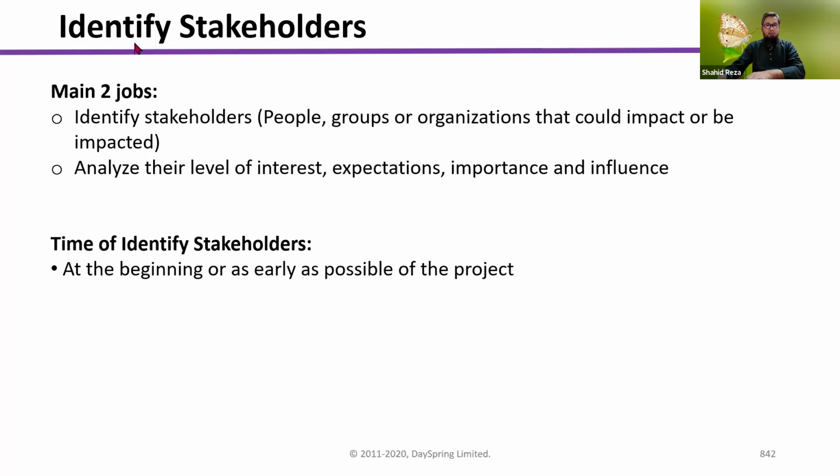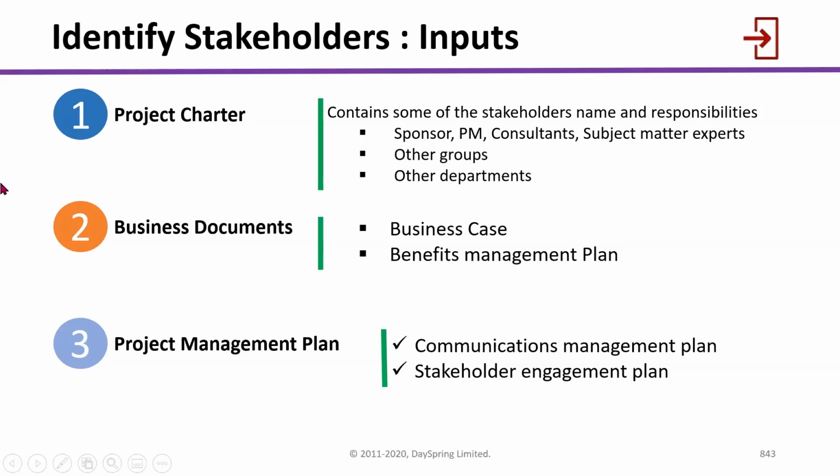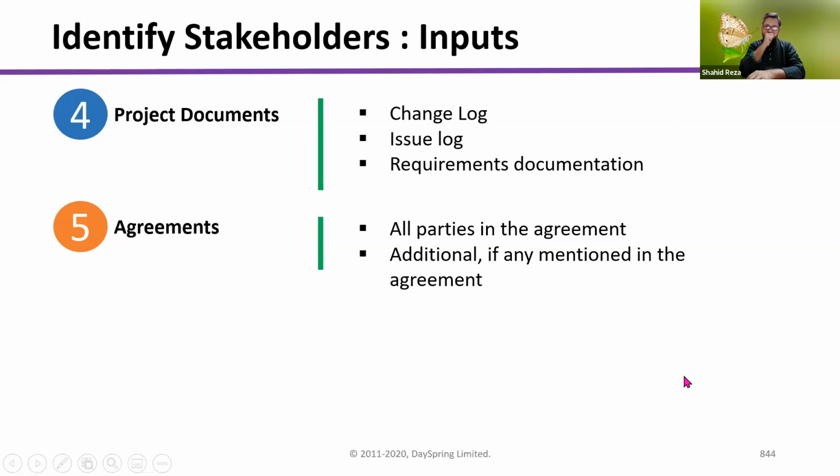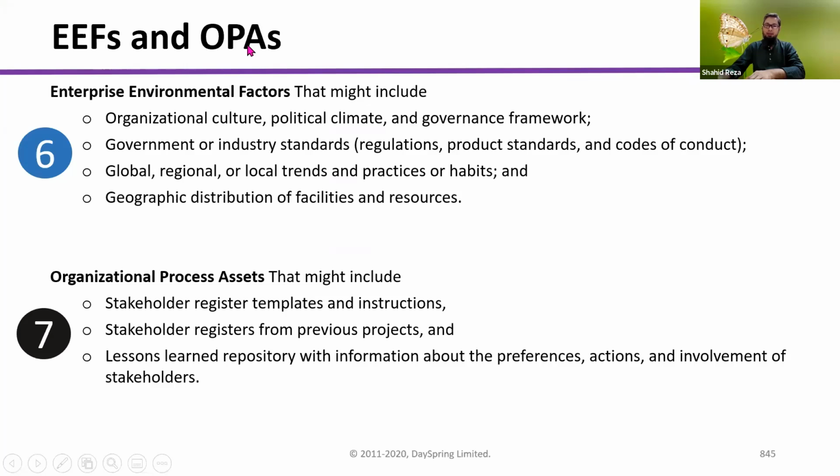So as I've already mentioned, identify stakeholders has 2 things: identifying stakeholders and analyzing their requirements. The inputs are the charter, business documents, and project management plan. Under the project management plan, these 2 documents we will use as input. And under project documents, we will use these 3 documents as input. I already discussed this in the table. And if you have agreements, then you have to consider that. And EEF and OPA, enterprise environmental factors and organizational process assets, are the things you have to consider when you identify stakeholders.